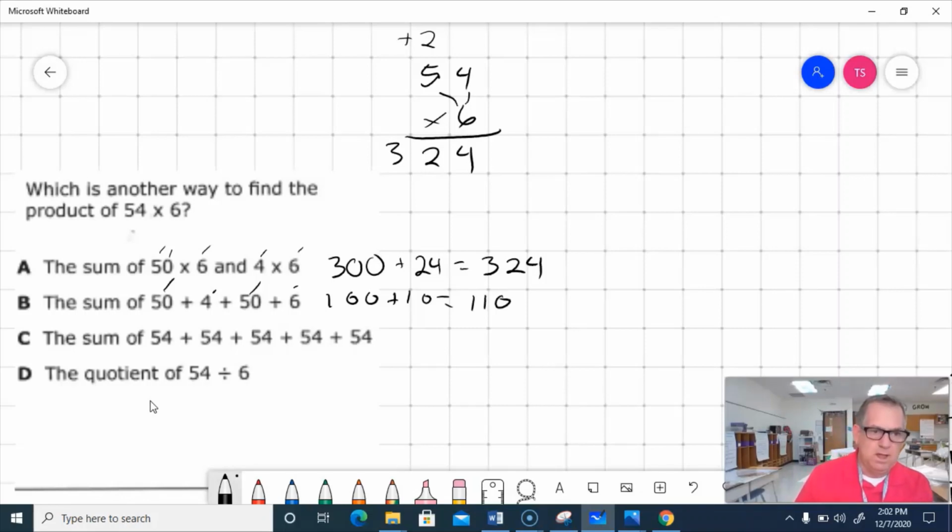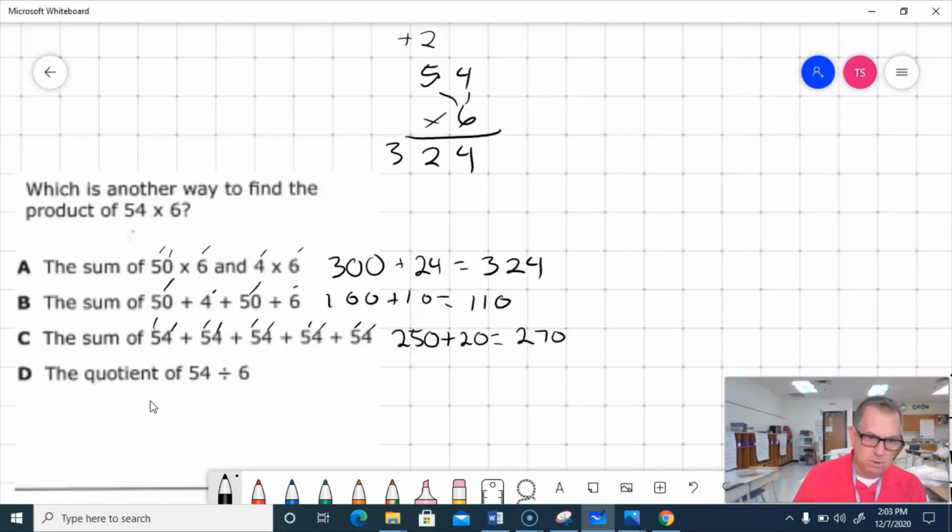Okay, let's go ahead and look at answer choice C. Go ahead and tell me what the sum of 54 plus 54 plus 54 plus 54 plus 54 is. Okay, we'll check that out. I have 50, 50, 50, 50, and 50, so that's 50 times 5. I know 5 times 5 is 25, so 50 times 5 would be 250. And then I know 4, 4, 4, 4, 4, so that's 5 fours. 5 times 4 is 20. So 250 plus 20 would be 270.